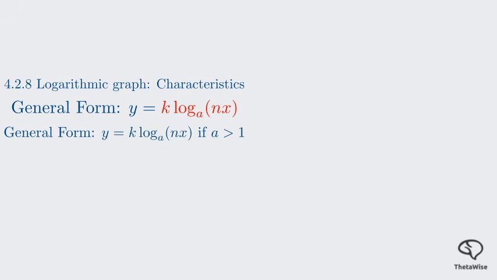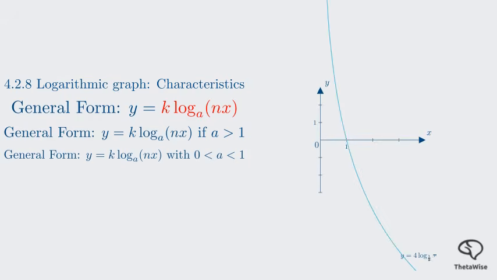This is a rational number like 1/2 or 1/3. For a base a between 0 and 1, the graph behaves differently. A common example is y equals 4 times log base 1/2 of x. This graph starts up near the positive y-axis, crosses the x-axis, and decreases as it moves to the right. Again, the y-axis is the vertical asymptote.